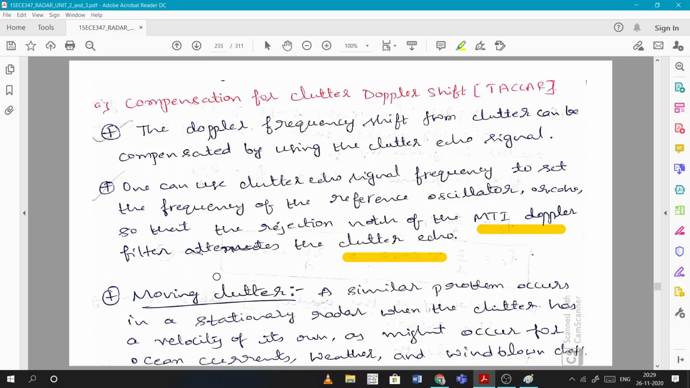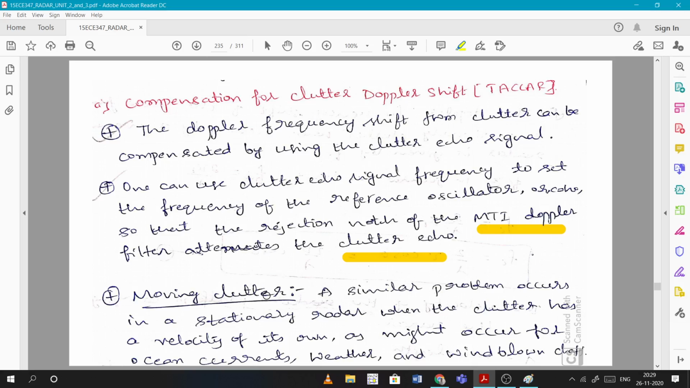When the clutters are moving also, we will have the same issue. The similar problem occurs in a stationary radar when the clutter has a velocity of its own, as might occur for ocean currents, weather and wind blowing leaves.